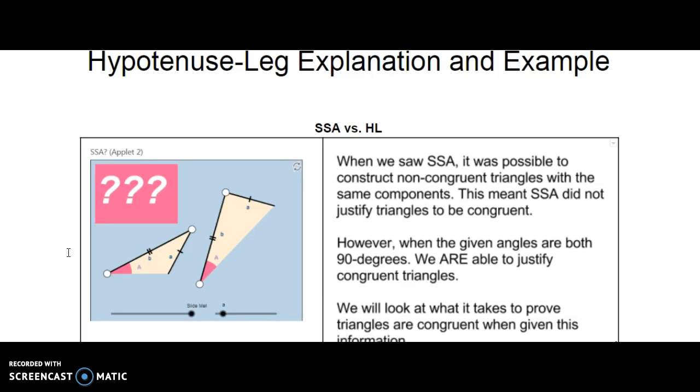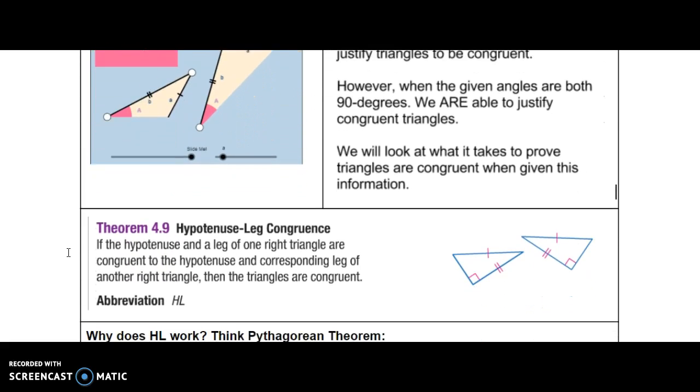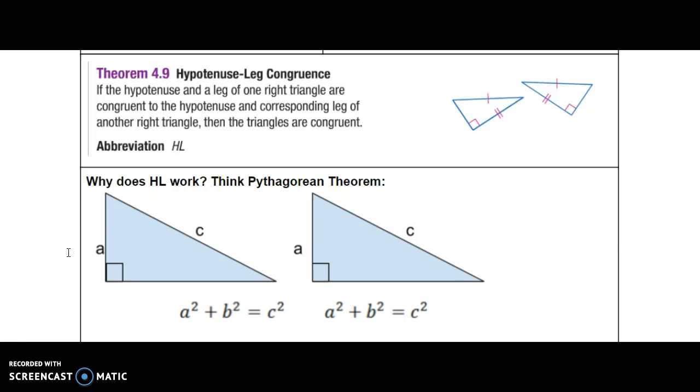But there is a special instance when side-angle-side does work, and that is when the angle given happens to be 90 degrees. We will be able to justify triangles congruent with that information. What we'll look at today is what it takes to prove triangles are congruent when you have side-angle-side and what that special instance is. So the theorem, as you're about to see, is the hypotenuse-leg congruence theorem. This says that if the hypotenuse and a leg of one right triangle are congruent to the hypotenuse and corresponding leg of another right triangle, then the triangles are congruent.